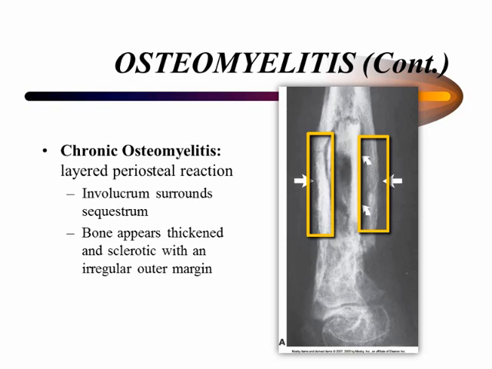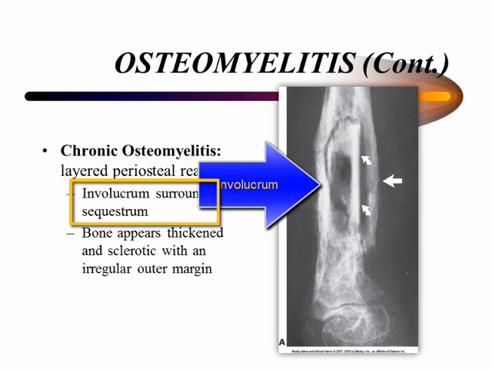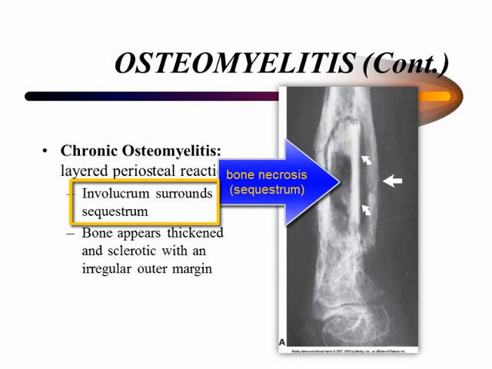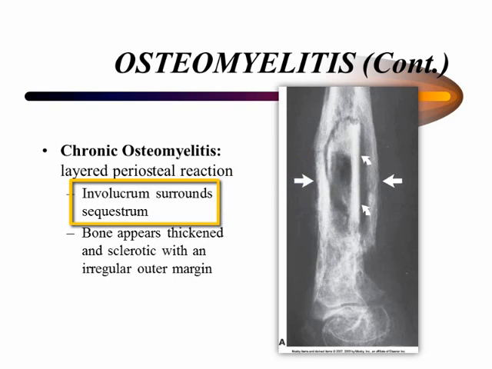Eventually, a large amount of new bone surrounds the cortex in a thick, irregular, bony sleeve referred to as an involucrum. Disruption of cortical blood supply leads to bone necrosis. Segments of avascular dead bone, or sequestra, remain as dense as normal bone and are clearly differentiated from the demineralized bone, infected granulation tissue, and pus around them.